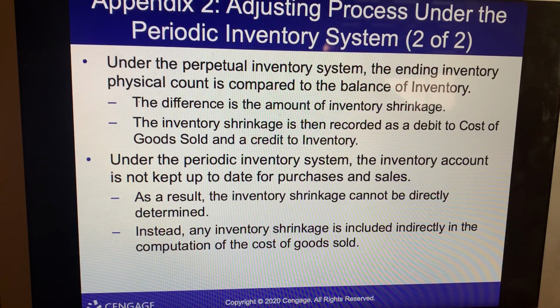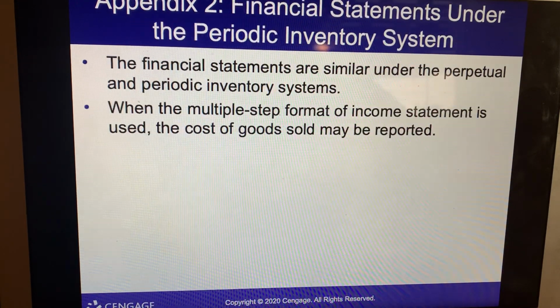Okay, perpetual system, the ending inventory physical count is compared to the balance of inventory. The difference is the amount of inventory shrinkage. Inventory shrinkage is then recorded as a debit to cost of goods sold and credit to inventory. Under the periodic inventory system, the inventory account is not kept up to date for purchases and sales. As a result, inventory shrinkage cannot be directly determined. Instead, any inventory shrinkage is included indirectly in the computation of the cost of goods sold.